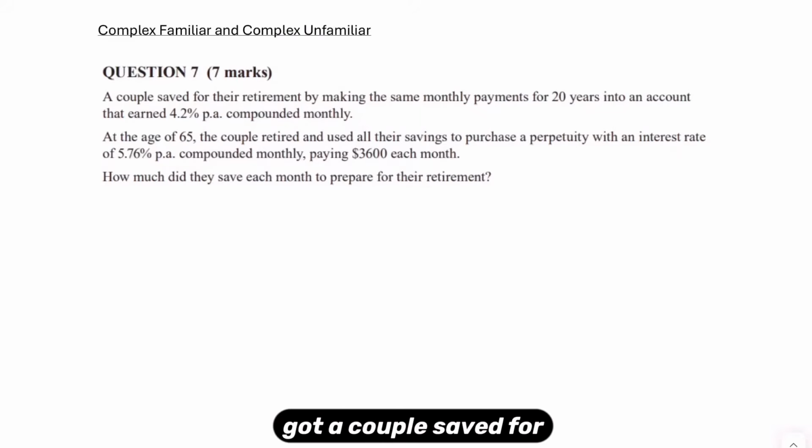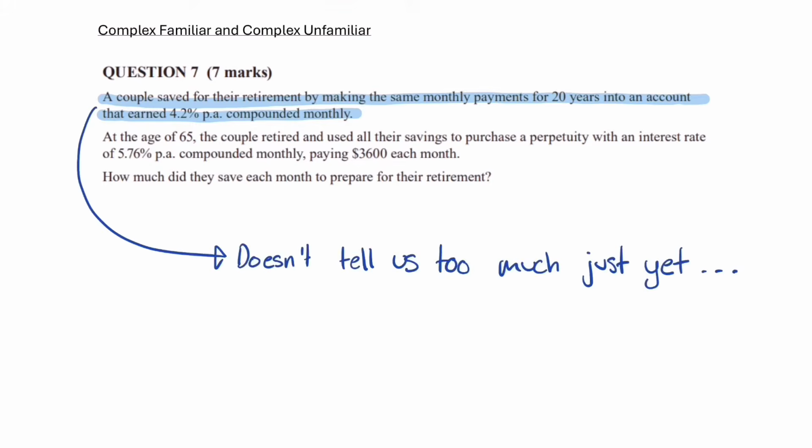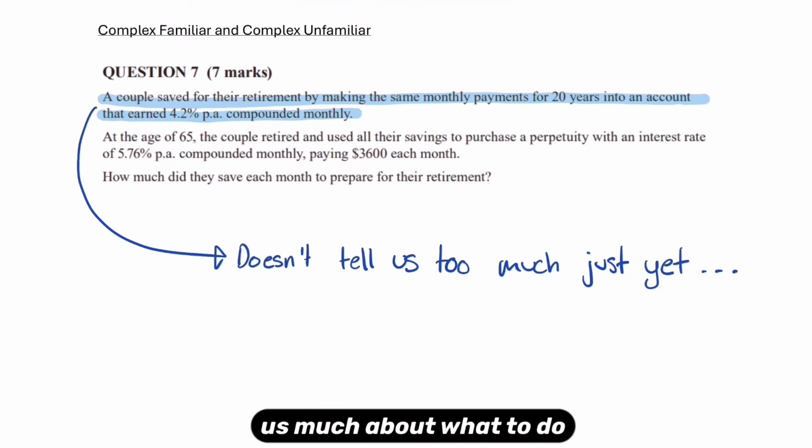So for this question, we've got a couple who saved for their retirement by making the same monthly payments for 20 years into an account that earns 4.2% per annum compounding monthly. That doesn't really tell us much about what to do just yet, but because they're saving for retirement, I'm instantly thinking it's going to be a deposit annuity.